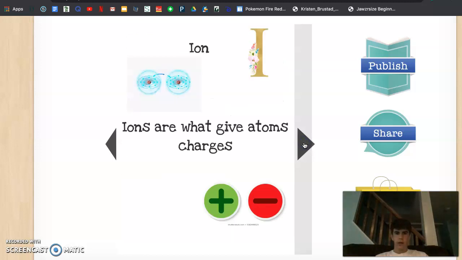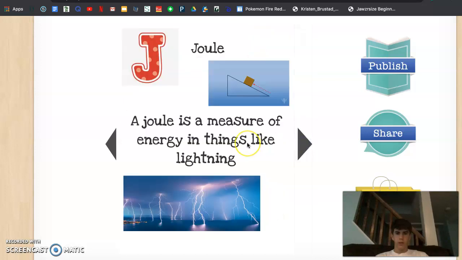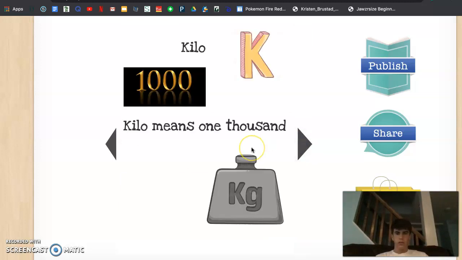I is for ion. Ions are what give atoms charges. J is for joule. A joule is a measure of energy in things like lightning. K is for kilo. Kilo means 1,000.